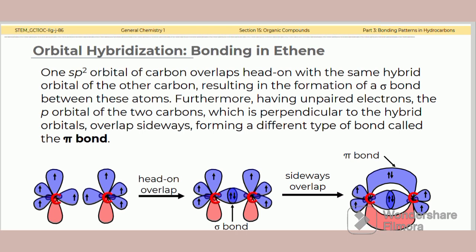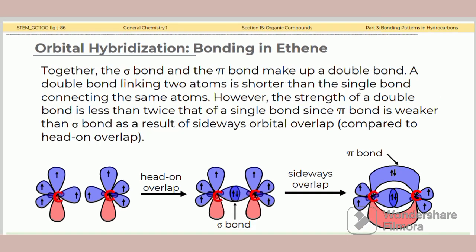Furthermore, having unpaired electrons, the p orbitals of the two carbons, which are perpendicular to the hybrid orbitals, overlap sideways, forming a different type of bond called the pi bond. Together, the sigma bond and the pi bond make up a double bond. A double bond linking two atoms is shorter than the single bond connecting the same atoms.